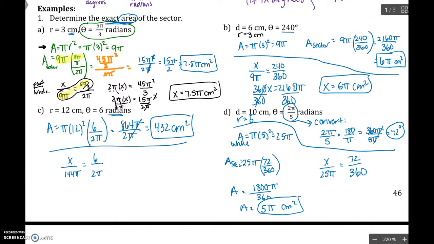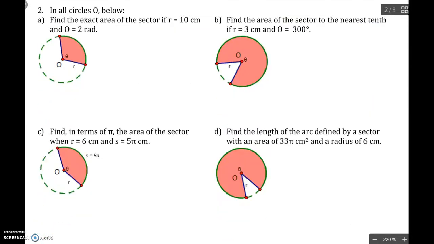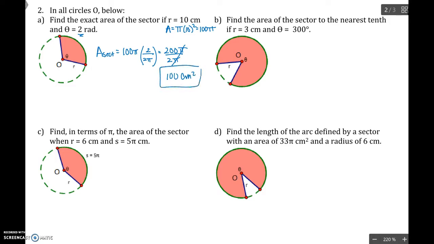Okay, so many different ways for you to do that. I'm going to try and choose what I feel to be the easiest on each of these. It's up to you. So we have to find the exact area of the sector. The radius is 10. That would mean that the whole circle has an area of 100 pi. So to find the area of the sector, I'm going to take that 100 pi and multiply by 2 out of the 2 pi because we're in radians, and I get 200 pi over 2 pi, which would be 100 centimeters squared.